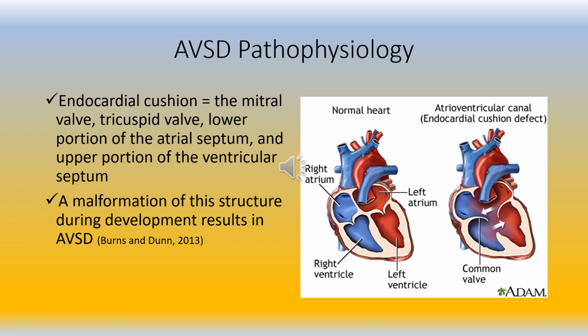So when I think about atrioventricular septal defects, I think about the endocardial cushion. The endocardial cushion essentially makes up or is part of the mitral valve, the tricuspid valve, the atrial floor, and the ventricular ceiling, essentially. And when we get a defect in the endocardial cushion, that's when we see atrioventricular septal defects.